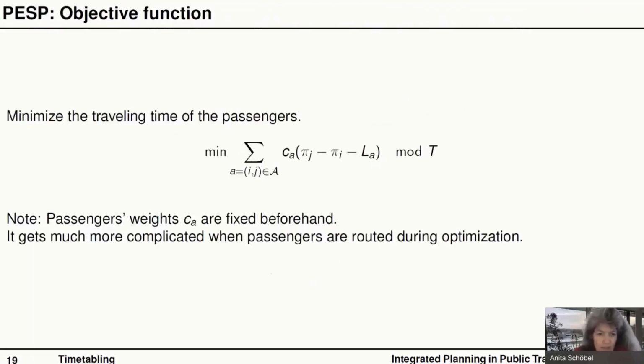And the objective function is then the same as before. We want to minimize the traveling time. We fix our weights, how many passengers would like to travel along activity A beforehand. And then the traveling time is Pj minus Pi minus the lower bound, modulo T. That is now the new way of computing the traveling time. And we want to sum this up.